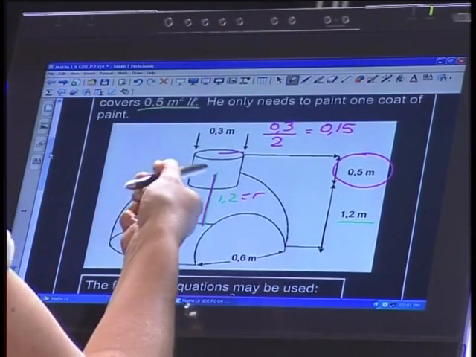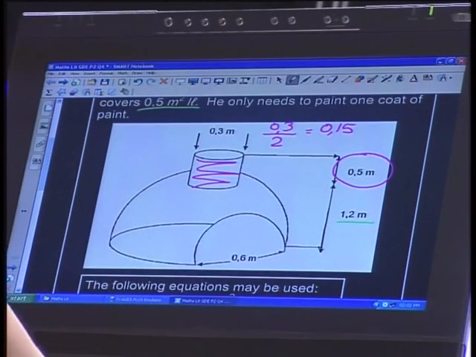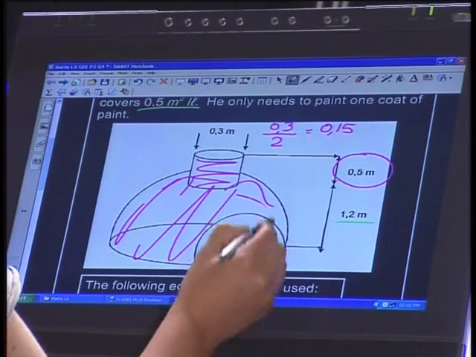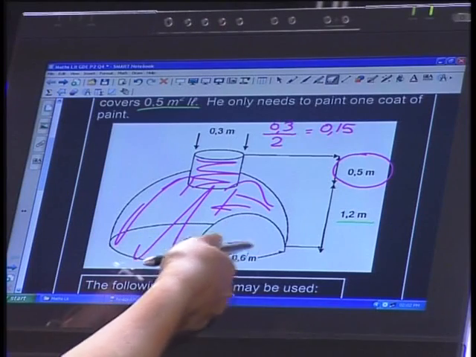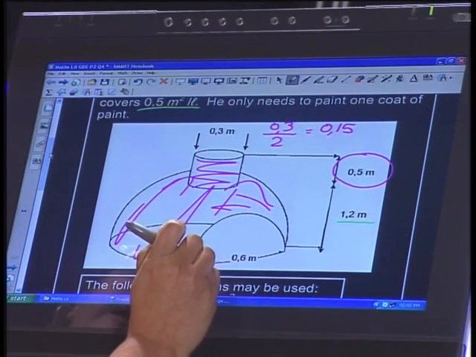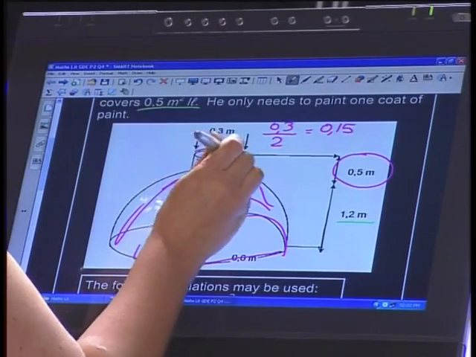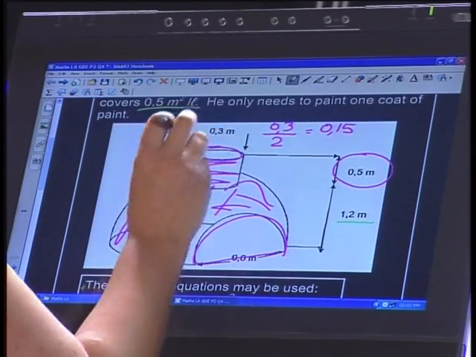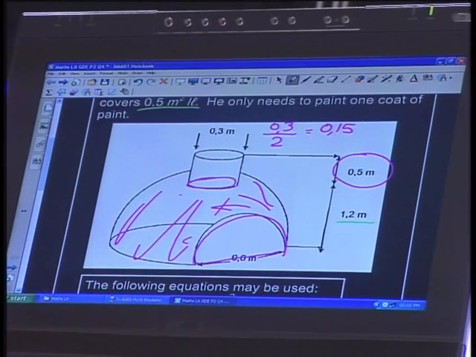So let's actually analyze what we've got so far. Let me take those away. We've calculated the cylinder. We've calculated the sphere. What do we now need to do? The circle. We've got 2 circles, in fact, to calculate. We need to calculate the door of the pizza oven because we can't paint that. And we need to calculate the top, the roof, which is that part over there. So we need to calculate 2 circles. Can you see that? Yes.